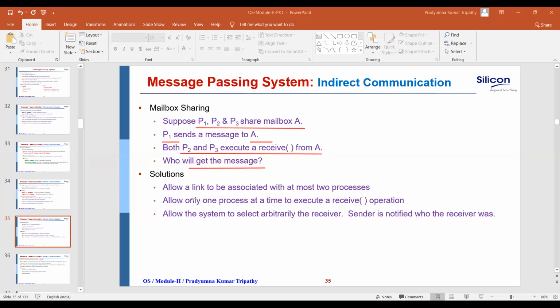The solution is to allow a link to be associated with at most two processes. That means the link has to be between only a sender and a receiver. Only one process at a time can execute a receive operation. Allow the system to select arbitrarily. So even if you have multiple receivers, you allow only one receive at a time by allowing only one link.